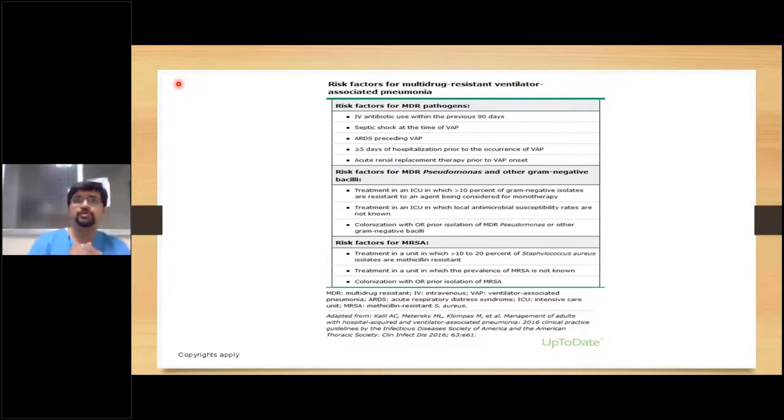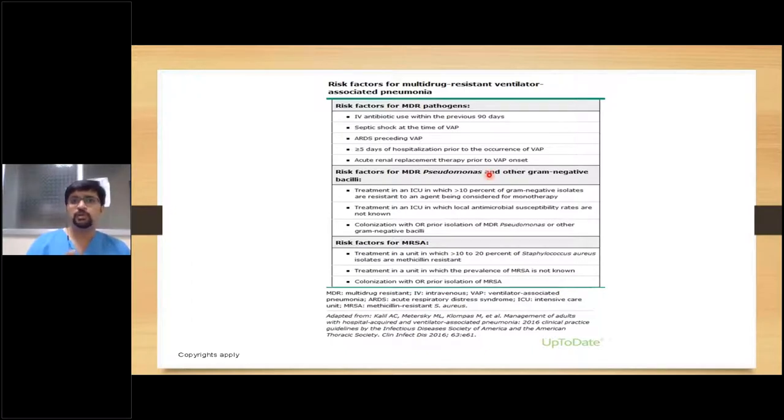I'll come to the categorization of the clinical basis of how you come to ventilator associated pneumonia. VAP preceding can be because of MDR pathogens, more than 5 days of hospitalization prior to the occurrence of VAP. Okay, the patient has been in the hospital for almost 5 days, and after that the patient has got intubated and has developed ventilator associated pneumonia. Usually the pneumonia will be hospital acquired, or the organism will be hospital acquired, and it might be MDR pathogens.